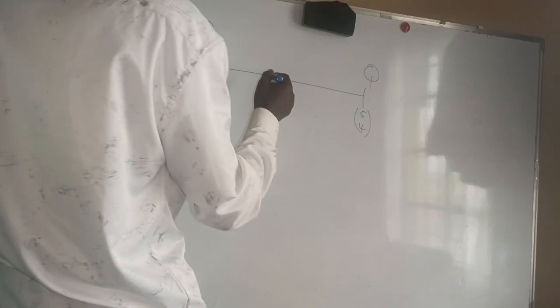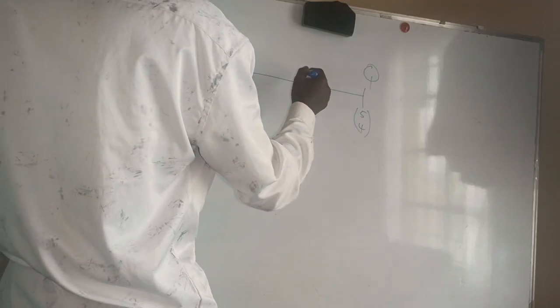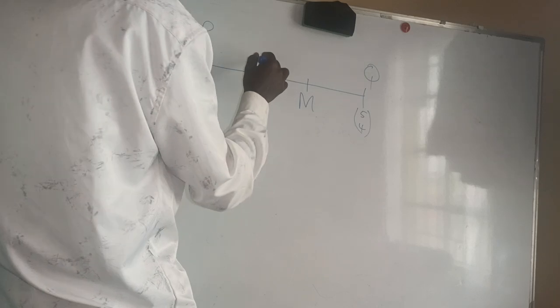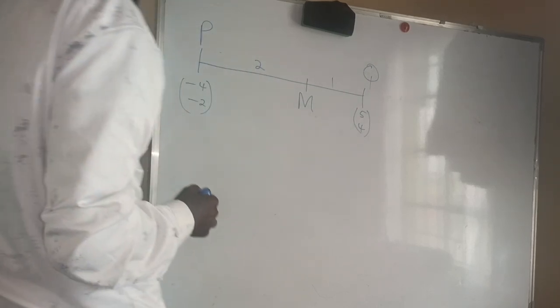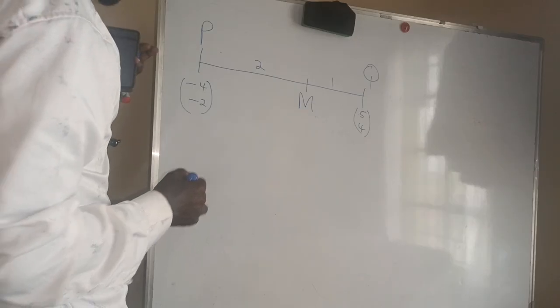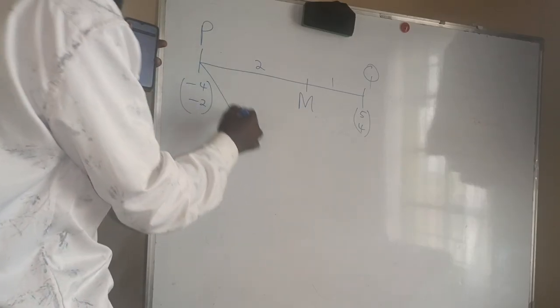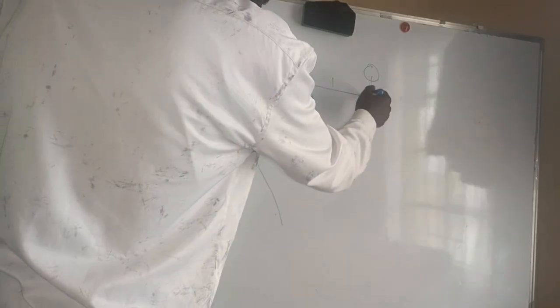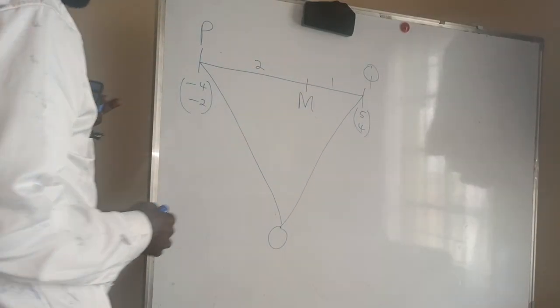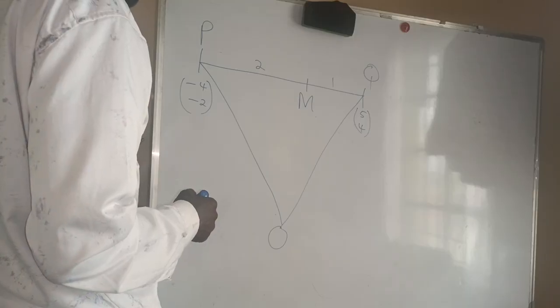Okay, we are told there's a point M that divides this PQ. So there's a point M here that divides PQ in the ratio 2 to 1. And you're told that these P and Q are position vectors. So we can just complete this diagram so that you can have what you call a triangle. So this can be our origin. We are told that we need to get the coordinates of M.